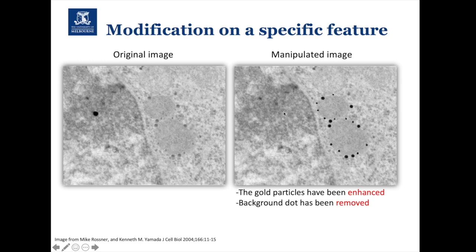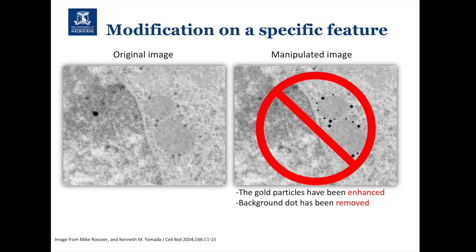So they've gone in and they've increased the contrast on these structures that they think are their nanogolds. And they've got this weird blob going on here, so they've gone in Photoshop and taken that out. Hopefully you guys can see that that's not ethical. They're making specific modifications to specific parts of the image.